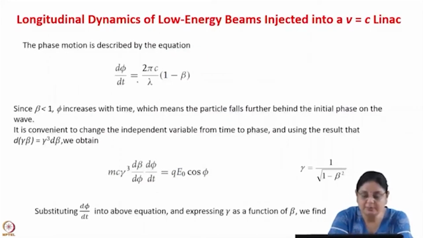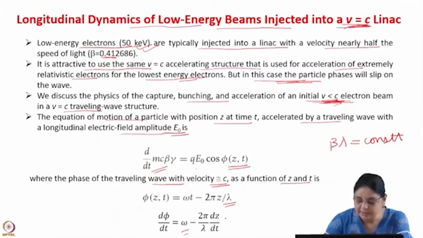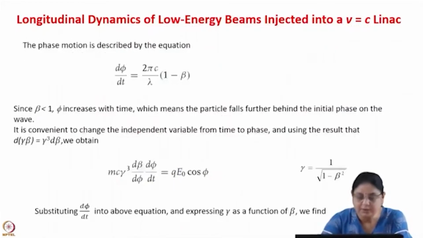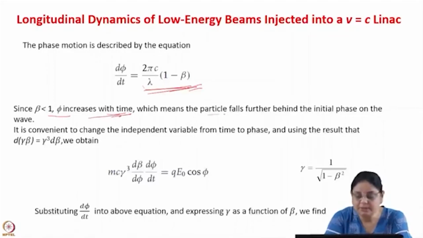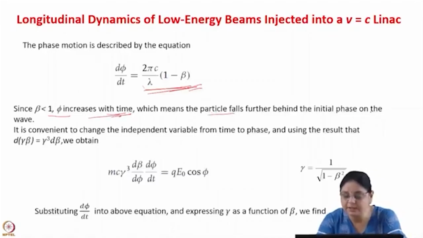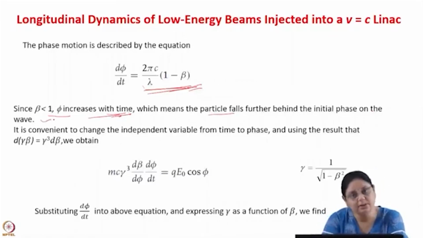So d phi by dt, you can simplify this further. Here Vz can be written as beta times c. If you simplify the omega term, you get the phase motion as d phi by dt equal to 2 pi c by lambda times (1 minus beta). Now beta is less than 1, so we are talking of a non-relativistic particle. So this will be a positive quantity. Since beta is less than 1, phi increases with time, which means that the particle falls further behind the initial phase on the wave. So the phase will slip.